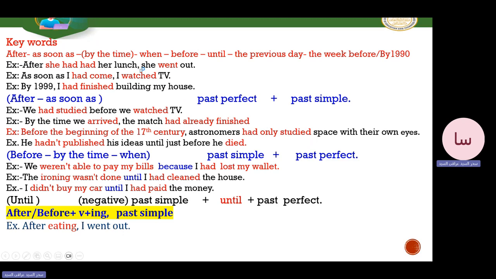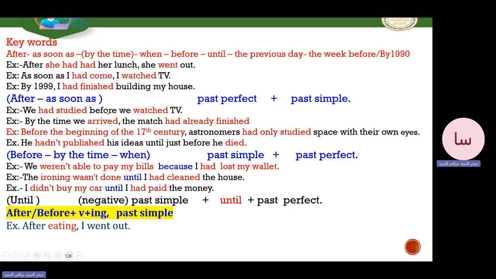After she had had her lunch, she went out. So after is followed by past perfect, had, then past simple. As soon as I had come, I watched TV. Past perfect, then past simple. By 1990, before this time comes, I had finished building my house. So with after and as soon as, we use past perfect, then past simple.